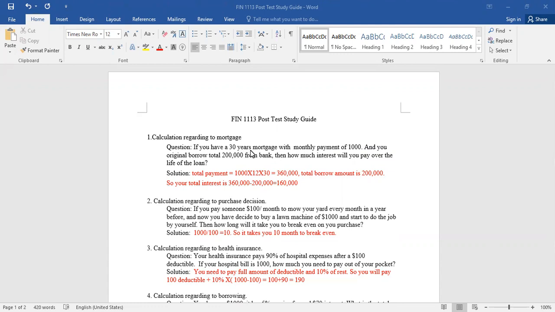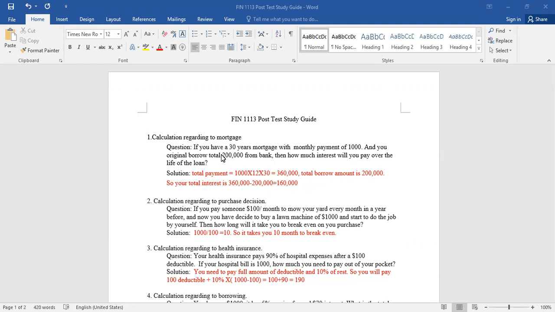So let's take a look at the first calculation. All the calculations are pretty simple. Just make sure you have your calculator with you. The first one in the post-test is about calculating the mortgage.